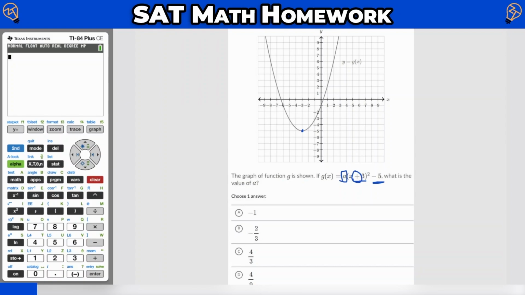Let's go ahead and plug in a particular ordered pair that's very clear on the graph. For example, the y-intercept being 0, -1. So I'm going to make x 0 and g of x, aka y, -1. And I'll rewrite everything else: a parentheses, remember we replaced the x with 0, plus 3 squared minus 5.